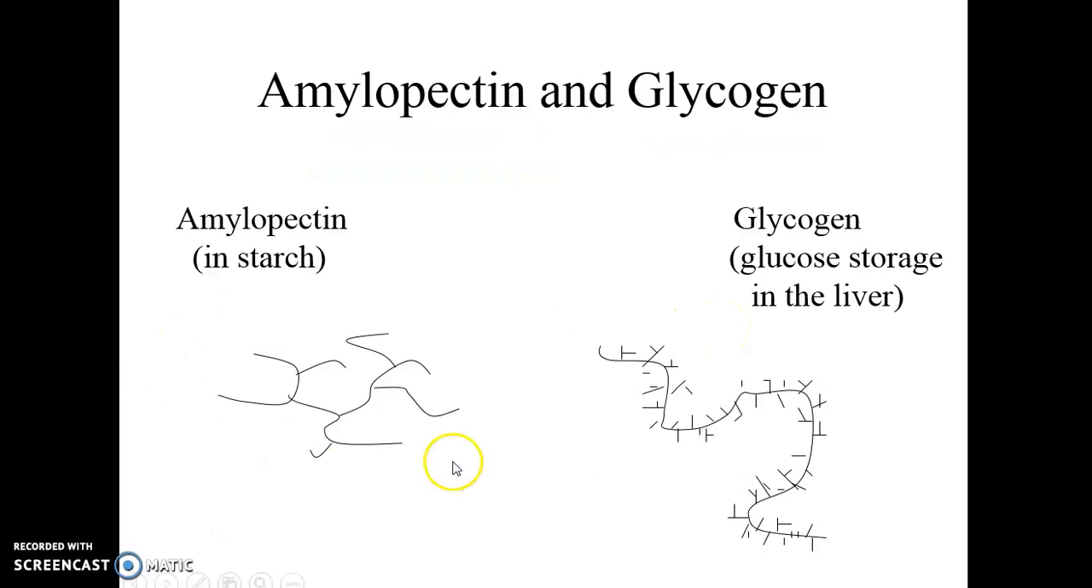So here's amylopectin, and this is what glycogen looks like. It looks like a hairy worm, whereas amylopectin looks like a bunch of strings all tied together. This is plant starch, this is animal starch. And then you have amylose, which is one big long chain.